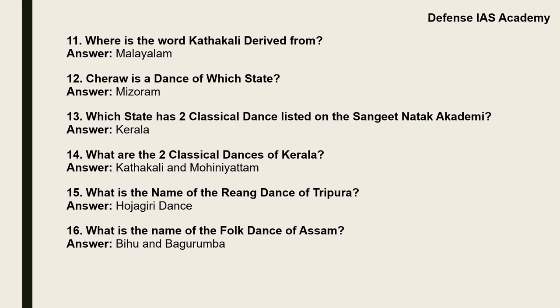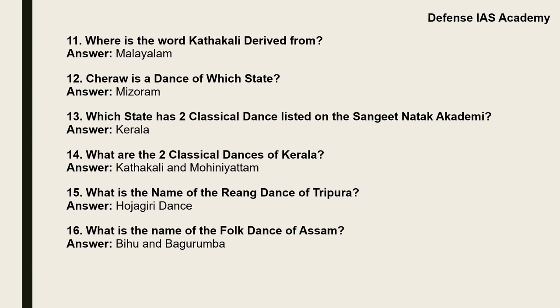Next question, where is the word Kathakali derived from? It is from Malayalam. Next question, Chirao is the dance of which state? Answer is Mizoram. Which state has two classical dances listed on the Sangeet Natak Academy? It is Kerala. Kerala has two classical dances listed in the Sangeet Natak Academy, which are Kathakali and Mohiniyattam.